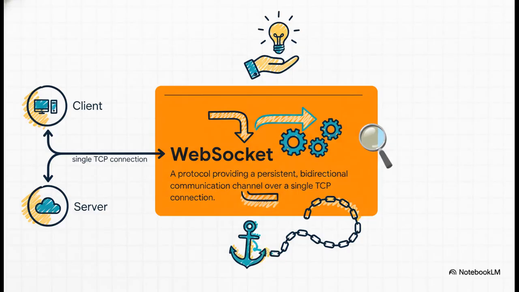And here's the official definition, which was standardized back in 2011. A WebSocket is a persistent, bidirectional communication channel over a single connection. The two words you really want to remember there are persistent, meaning the connection stays open, and bidirectional, data can flow in both directions at the same time.